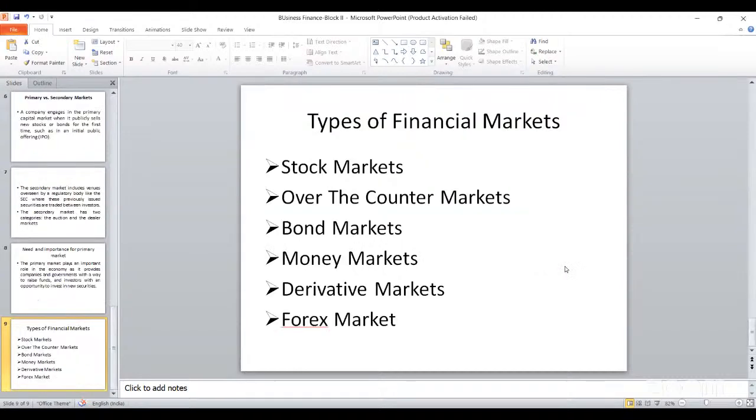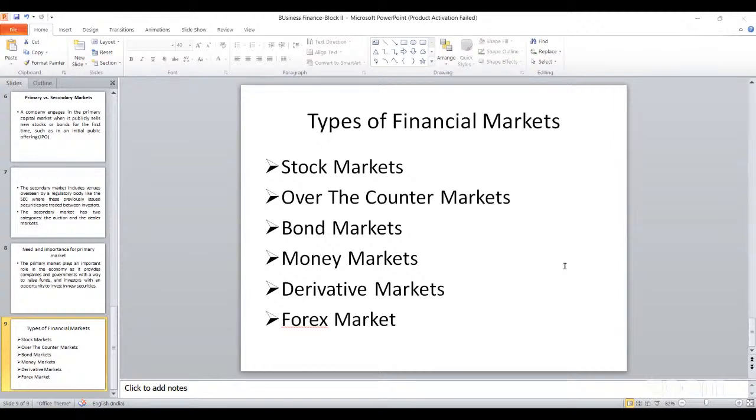Now, next you have the types of financial market. You have nearly 6 types of financial market: stock market, over the counter market, bond market, money market, derivative market, and foreign exchange market. These are the 6 types of financial market.